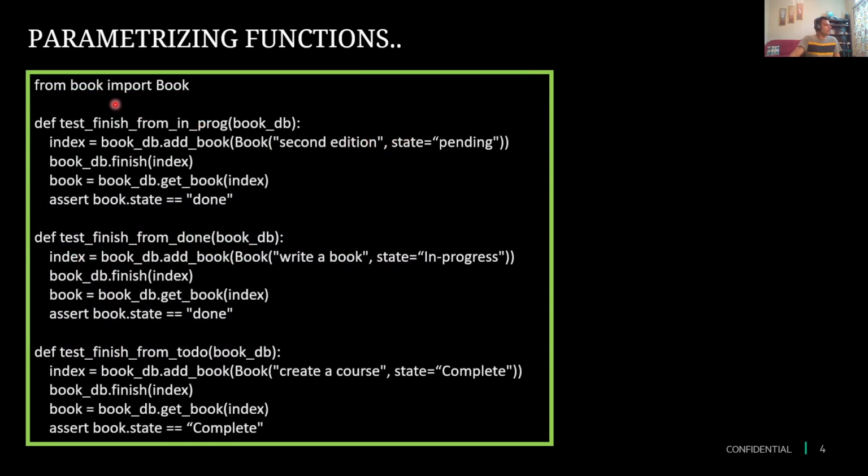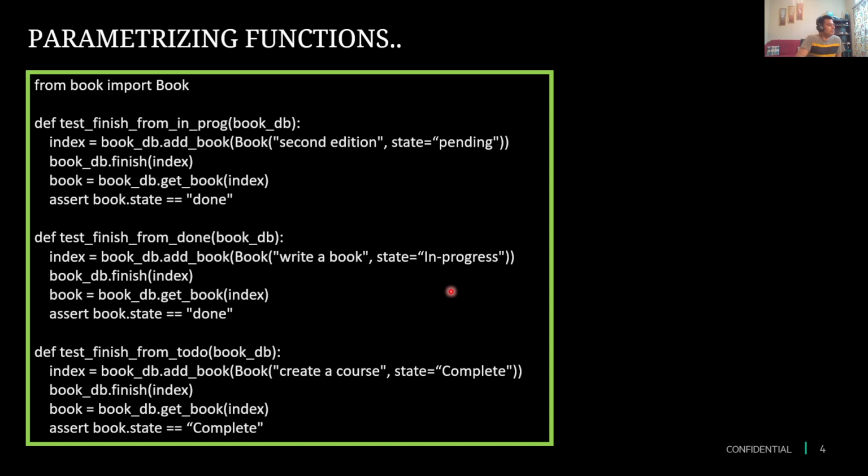So if we have to write the test cases, three different scenarios could come to our mind. One is from pending, we want to verify done or complete. From in progress, done. From complete to complete. So this way we can come up with three different scenarios. And these are just duplicate data. From one test case to another, the only difference is the state.